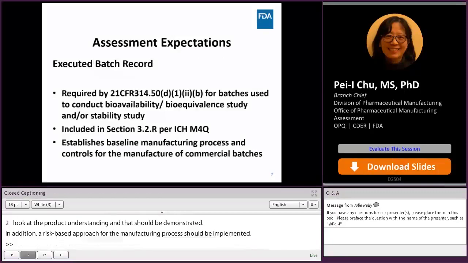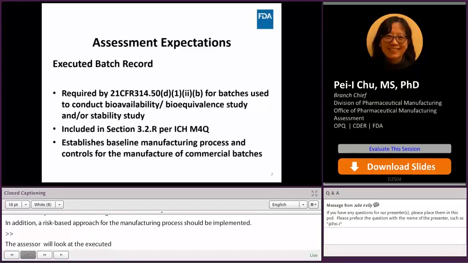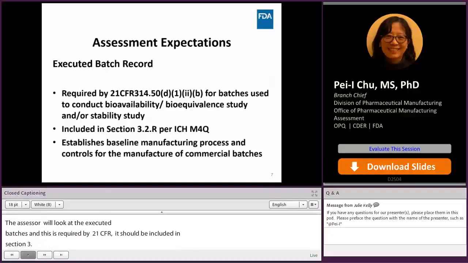The assessor also looks at the executed batch record, and this is required by 21 CFR Part 314. The executed batch record should be included in 3.2.R. In addition, the executed batch records establish the baseline for the manufacturing process and control for the commercial batches.